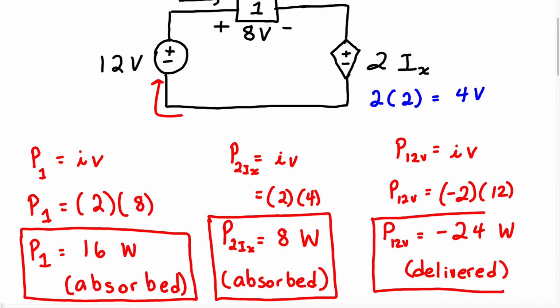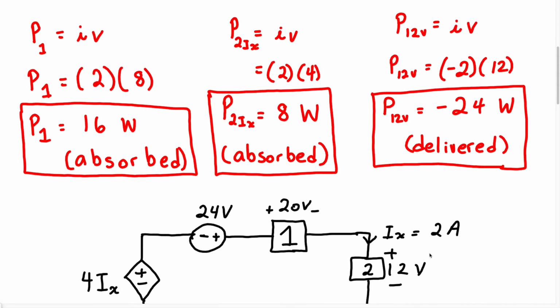Now remember, for power conservation, the power delivered must equal the power absorbed. So we have 16 plus 8, that's going to give us 24 watts absorbed equals 24 watts delivered, which means the power conservation is satisfied.